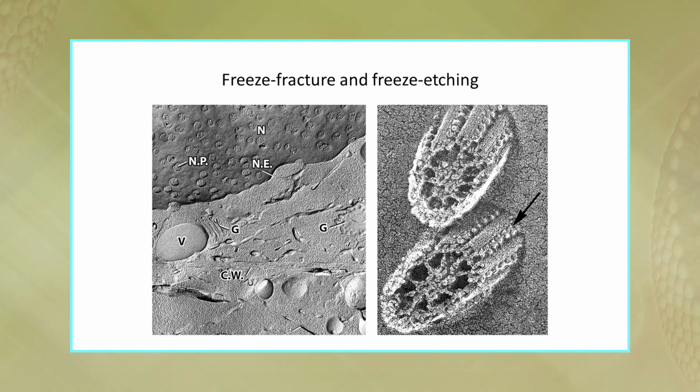The development of deep etching techniques, in which greater amounts of surface ice are removed, led to a fascinating look at cellular organelles. The technique delivers very high resolution and can be used to reveal the structure and distribution of macromolecular complexes such as those of the cytoskeleton, as they are presumed to exist within the living cell.